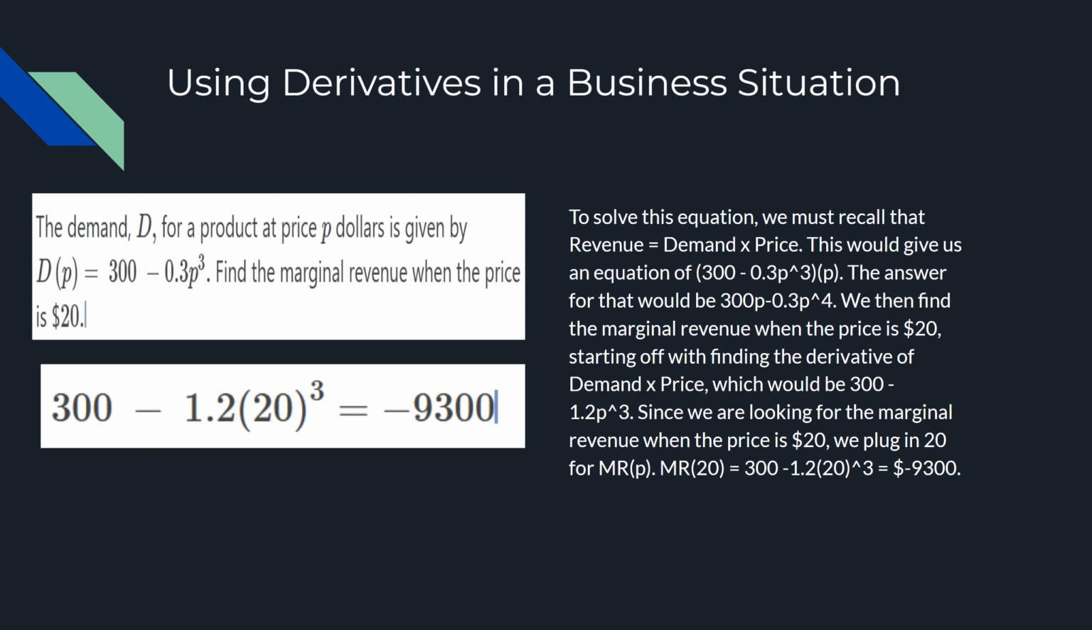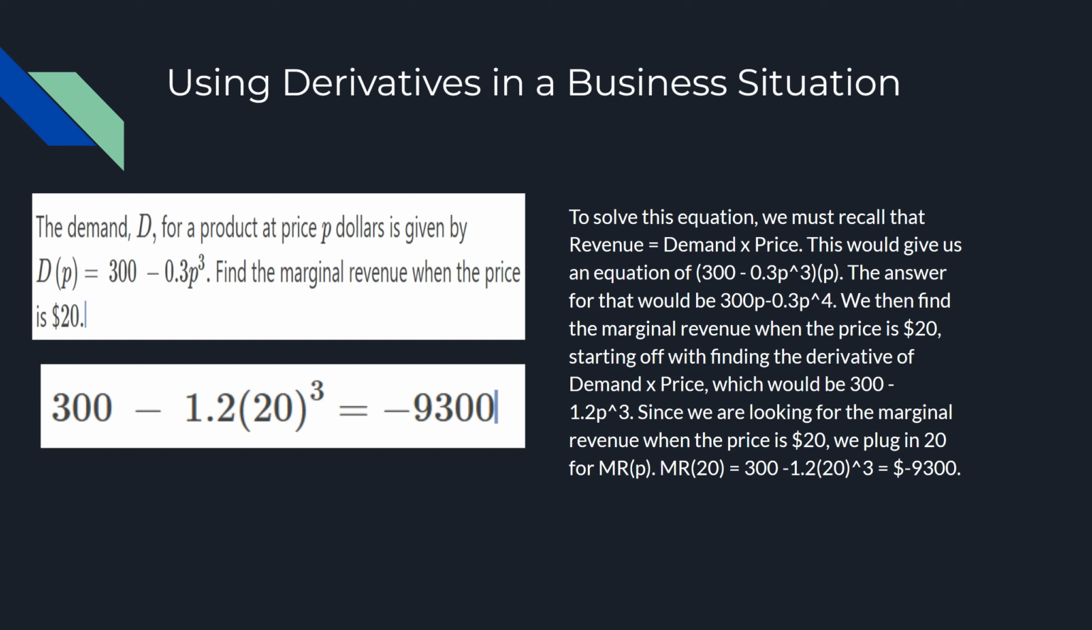Finally, we have using derivatives in a business situation. For example, we have the demand D for a product at price P dollars is given by D of P equals 300 minus 0.3 P cubed. Then it's asking us to find the marginal revenue when the price is $20. To solve for this, we must recall that revenue equals demand times price, and this would give us an equation of 300 minus 0.3 P cubed times P.